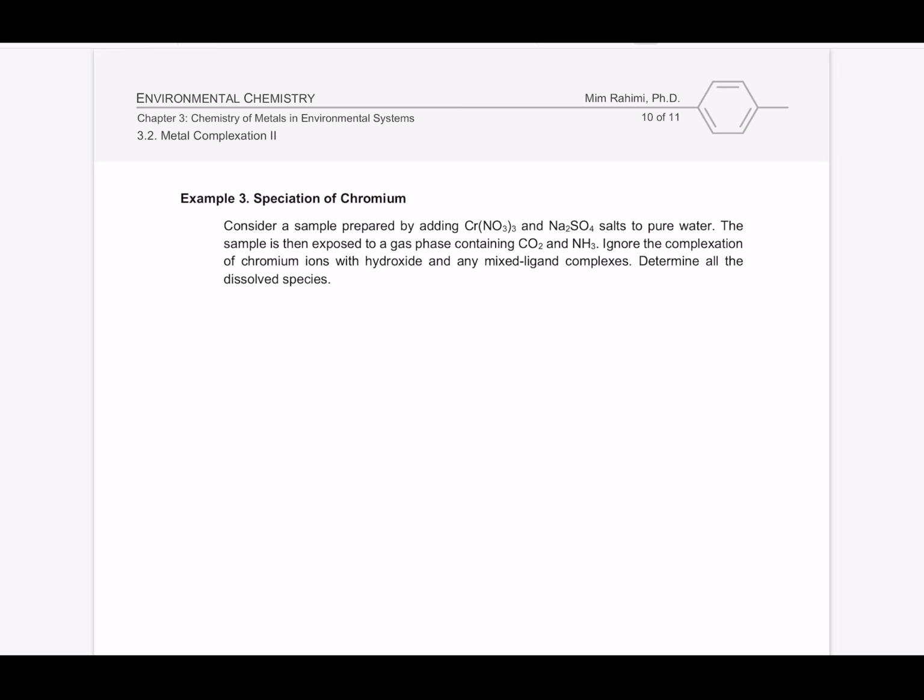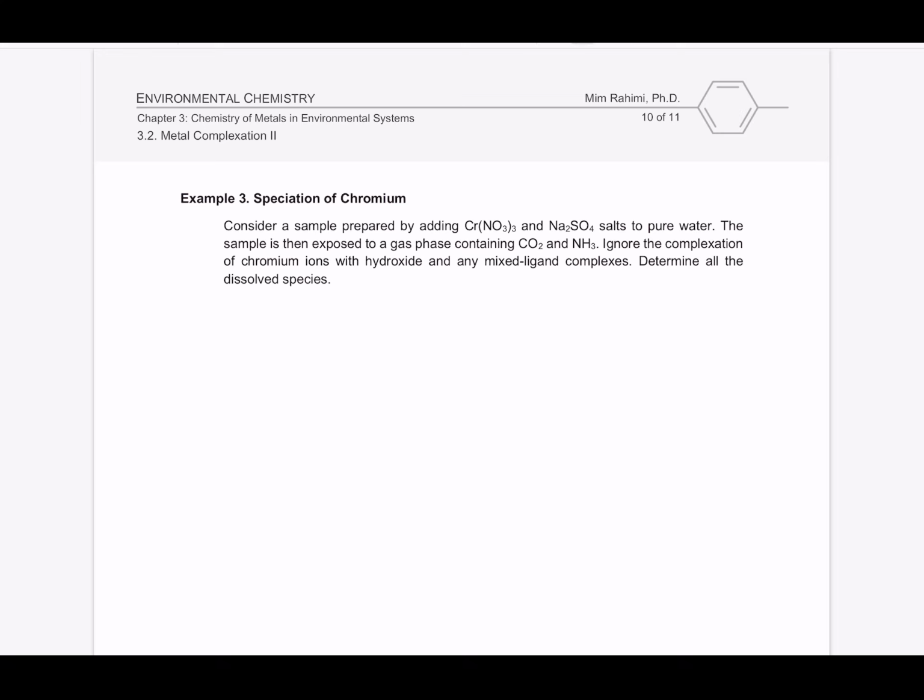And then the sample is exposed to a gas phase that contains both CO2 and ammonia. So it's not only ammonia, but CO2 is also involved. We want to ignore the complexation of chromium ion with hydroxide, and we're also ignoring any mixed ligand complexes. What we want to do is evaluate all the dissolved species, so the species that we have in the system. So this is again more on the qualitative side.